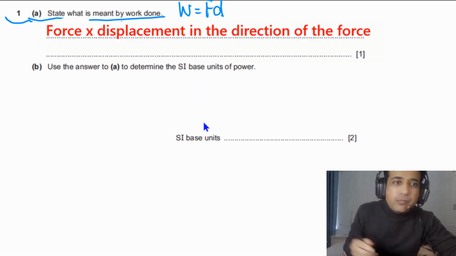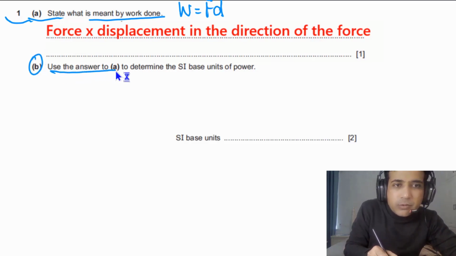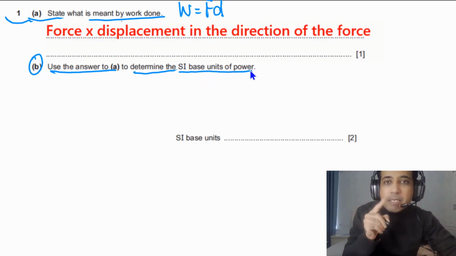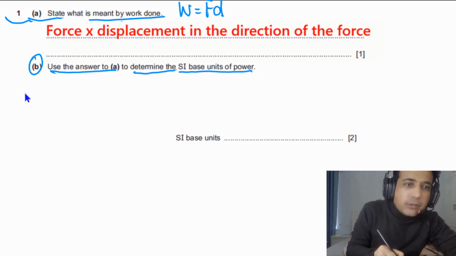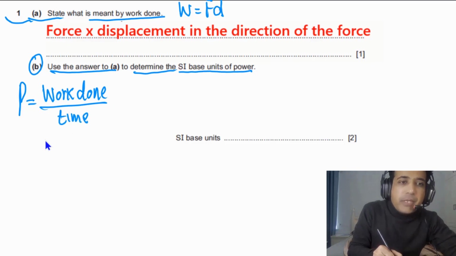Let's move on to the second part. For part B, we need to use the answer to A to determine the SI base units of power. First we need to understand how power is linked with work done. Power, P for power, is simply equal to work done over time. So we can write down power is equal to work done over time, and work done is equal to force times displacement, over time.